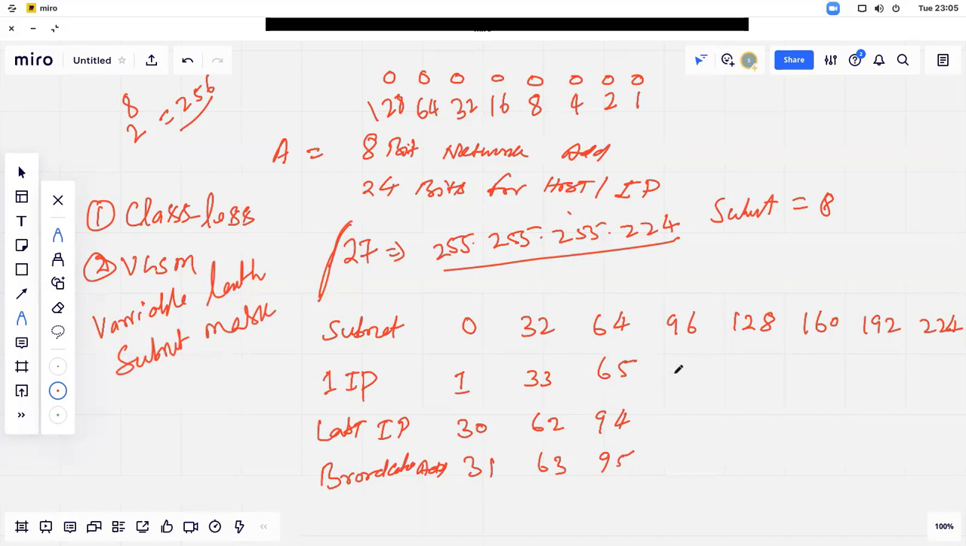Start with the 96. First IP will be 97, the last IP will be 126, and broadcast will be 127. First IP will be 129, last IP 190, and broadcast will be 191. Then first IP will be 161, last IP will be 1. Oh, sorry, we have a mistake here. This line we have a mistake.